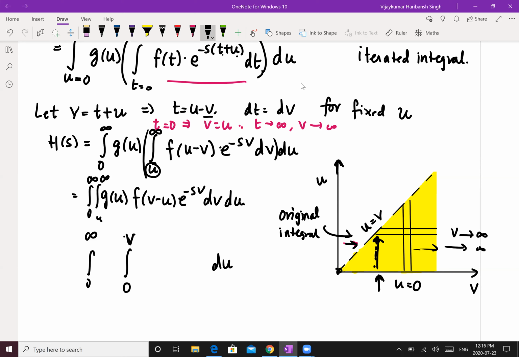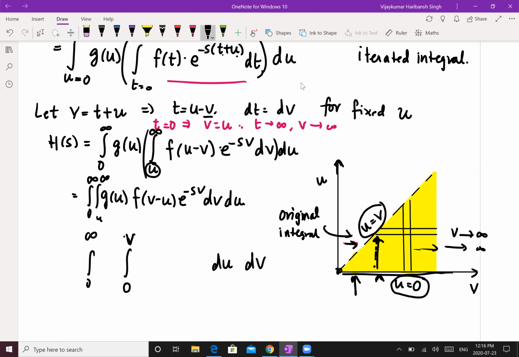Generally the idea is, if you want to integrate with respect to v first or u first, you shoot an arrow in the direction of u. The first curve it hits is u equals 0, and the second curve it hits while coming out is u equals v. Note that this is a simple region. If the region is complicated, then you'll have to do a bit more. But this region is simple enough. So u goes from 0 to v, and v changes from 0 to infinity.